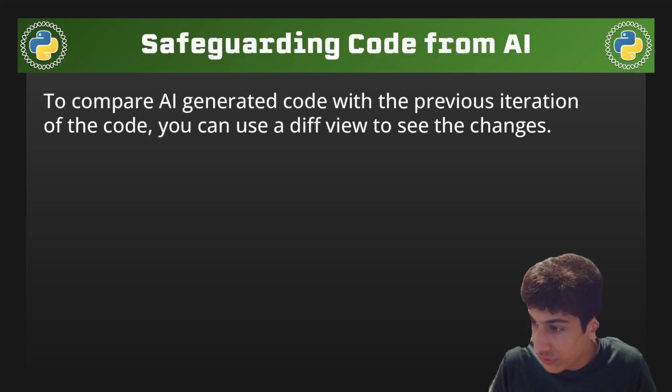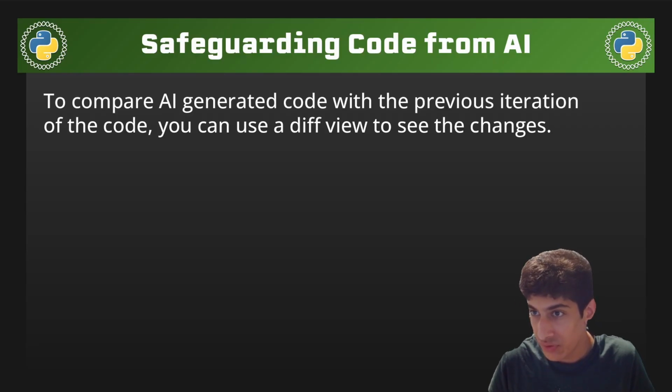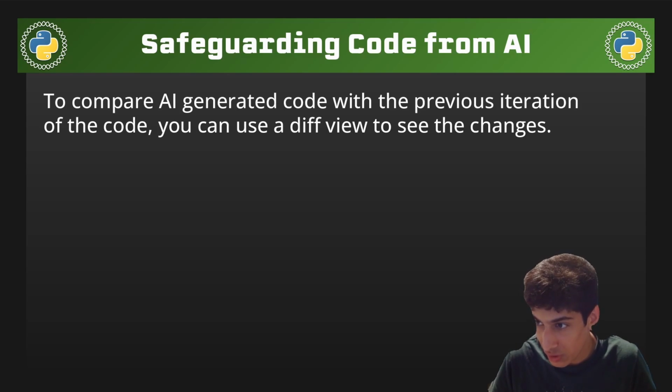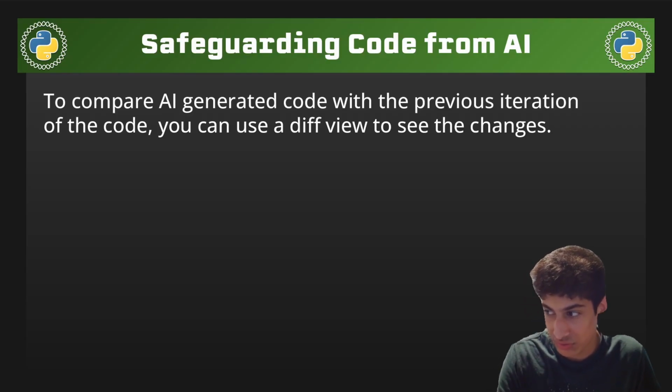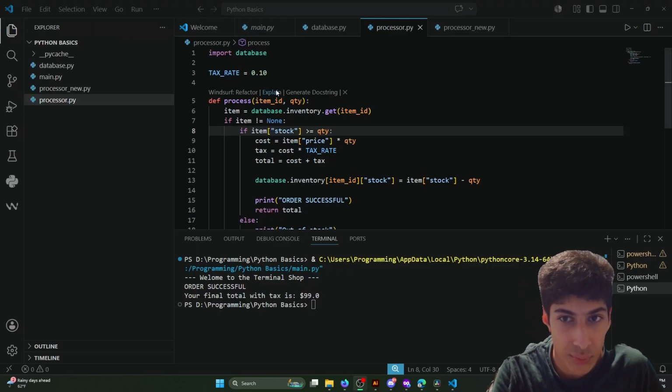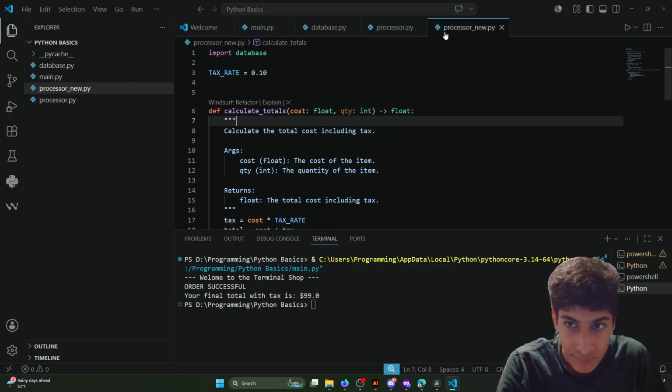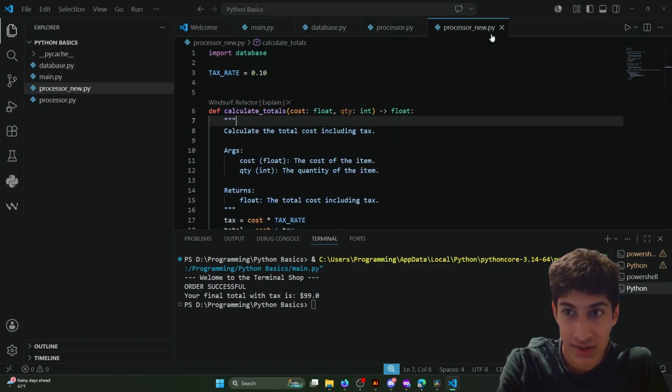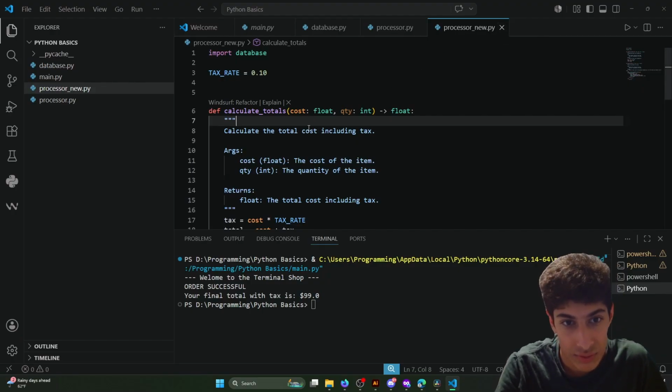So this works a lot of the time, but often when you're editing code with AI, it might make changes that you might not actually want. So in order to find those changes, you can use a diff view, as it's commonly referred to in programming, to see the changes from one iteration of the code to the next. So here's the old code for processor.py, which we had before the AI edited it. And then processor_new.py is a new file that we created to store the AI generated code.